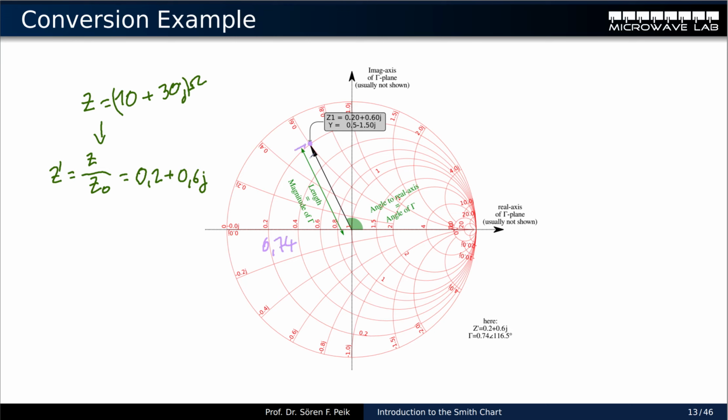We do this in the real examples later on again. And the angle I can measure with a protractor, and I get 116 degrees. So that makes my gamma value here 0.74 and 116 degrees.